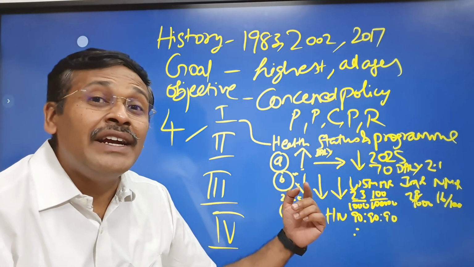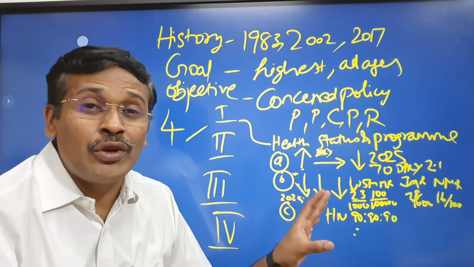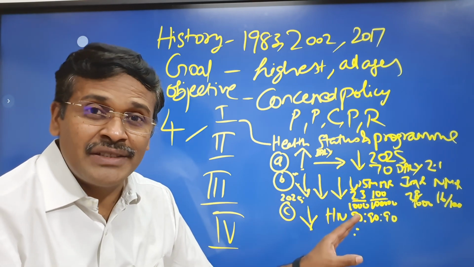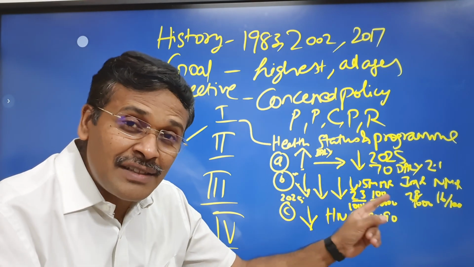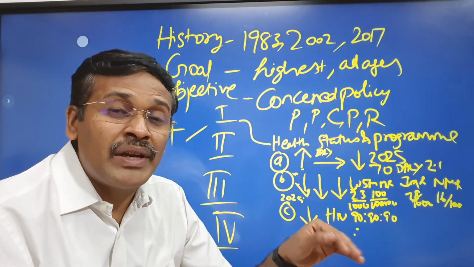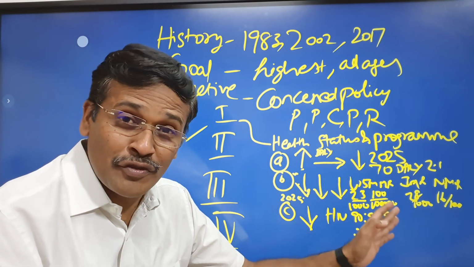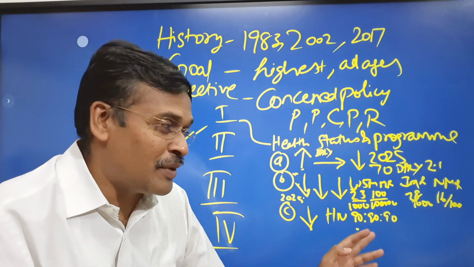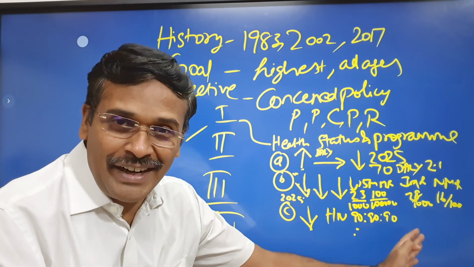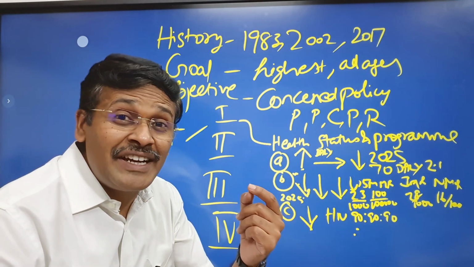Second one, 90% of those people should get adequate, sustained antiretroviral treatment. So that is the second 90%. The third 90: those people who receive this antiretroviral treatment, 90% of them achieve viral suppression. So 90, 90, 90. Secondly, we want to see elimination of three diseases.